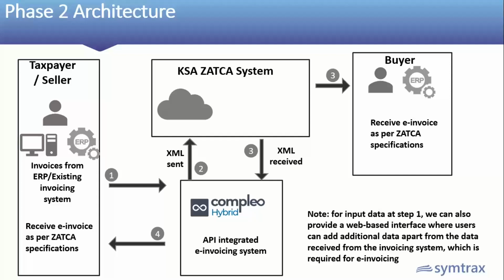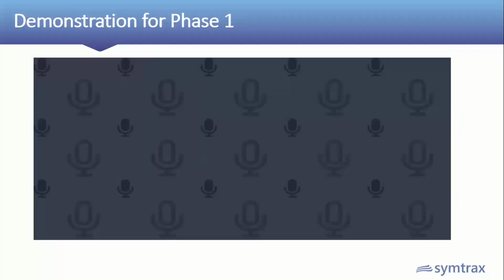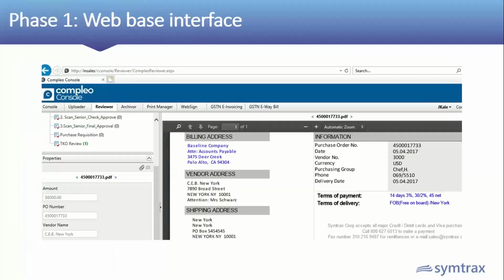Now, for input data at step number 1, you can see. So at step number 1, we can also provide web-based interface where user can add additional data apart from data received from your invoicing or ERP system and which is required for invoicing. So at left hand side, that columns will be editable where your users can add the data.